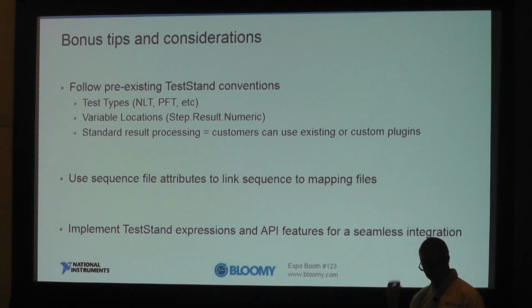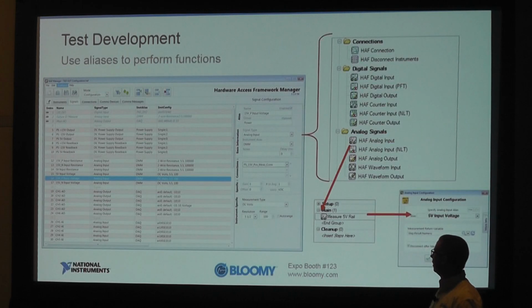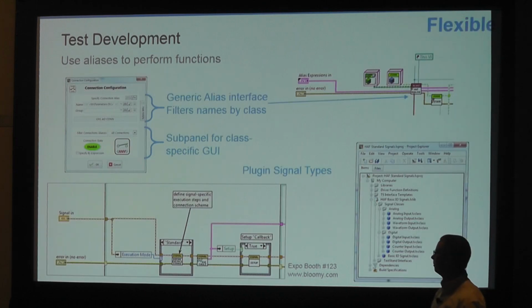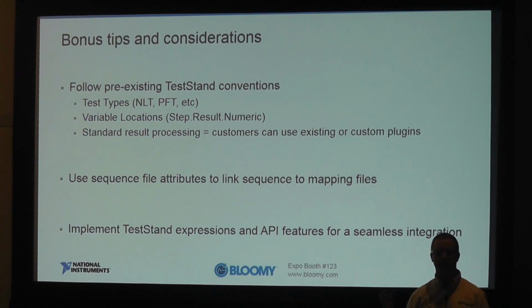Sequence file attributes. When we look back at this configuration file, the TestStand sequence needs to map to that, so that when I click on this drop-down, which is coming out of TestStand, I can see what's in that alias or mapping file. So what we do is use sequence file attributes to store the path to where that file is. Now that TestStand sequence file is linked to the mapping file. If you change the mapping file, all of your step types can automatically be updated, and the drop-downs are repopulated with the new aliases that you have.